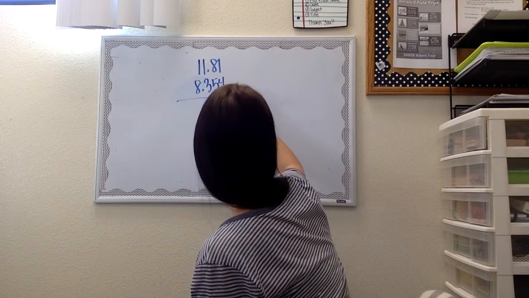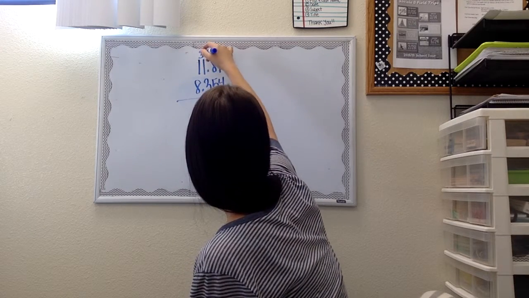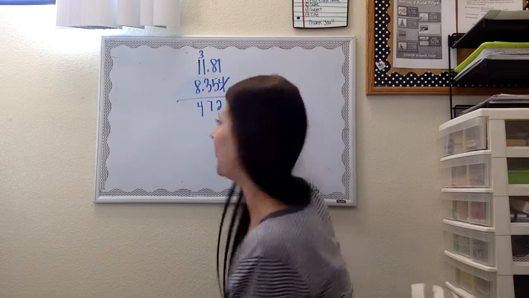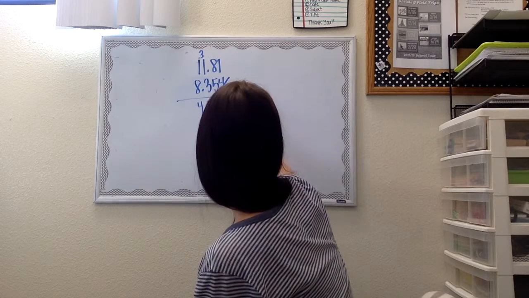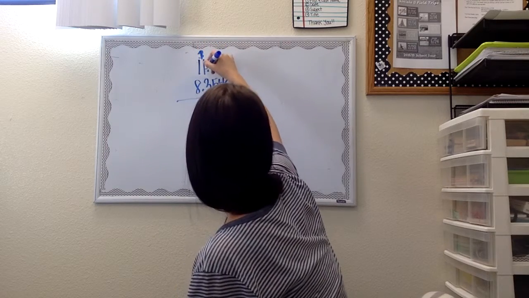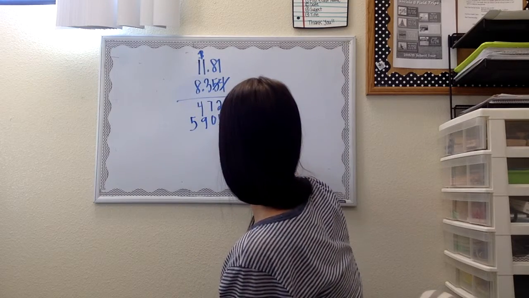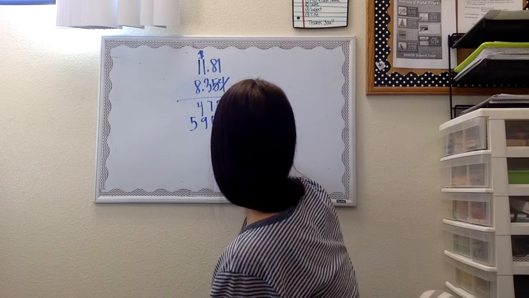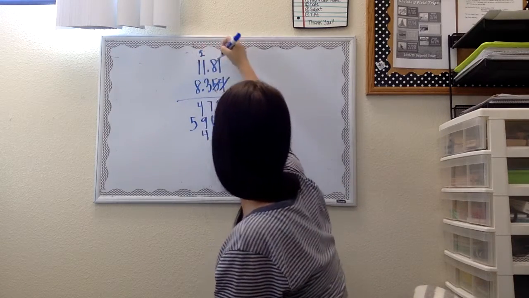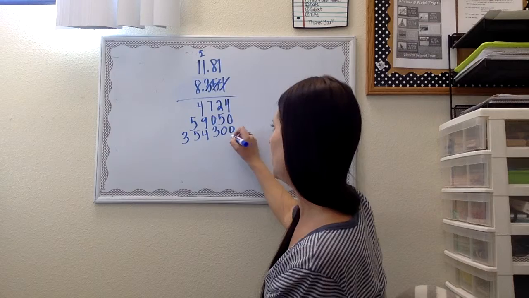So 4 times 1 is 4. 4 times 8 is 32. 4 times 1 is 4. 5, 6, 7. 4 times 1 is 4. 1 down. 3 to go. 0. 5 times 1 is 5. 5 times 8 is 40. 5 times 1 is 5, plus 4 is 9. And 5 times 1 is 5. 2 down, which means 2 zeros. 3 times 1 is 3. 3 times 8 is 24. 3 times 1 is 3, 4, 5. And 3 times 1 is 3. 3 down, which means 3 zeros.